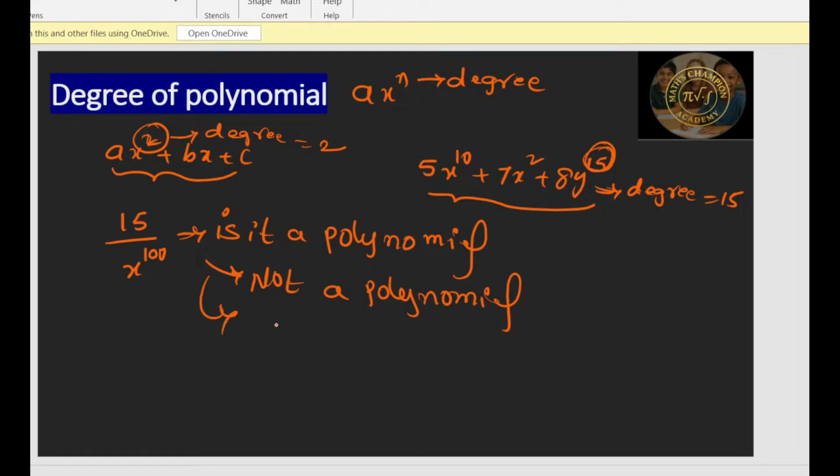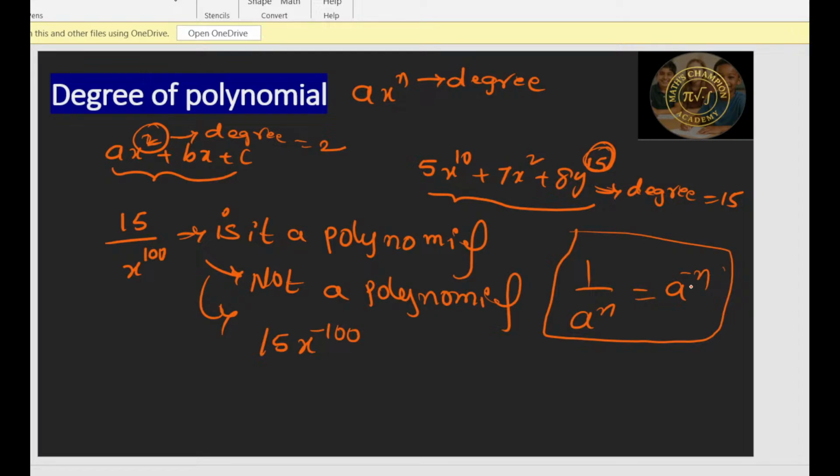Why? Because here we can write 15 x power minus 100. It is 1 by a power n, we can write a power minus n. So here what is the power? Power is negative. If power is negative, it is not a polynomial. All powers should be positive, then only we can say it is a polynomial. The degree may be 0 also, but if it is a negative integer, it is not a polynomial.